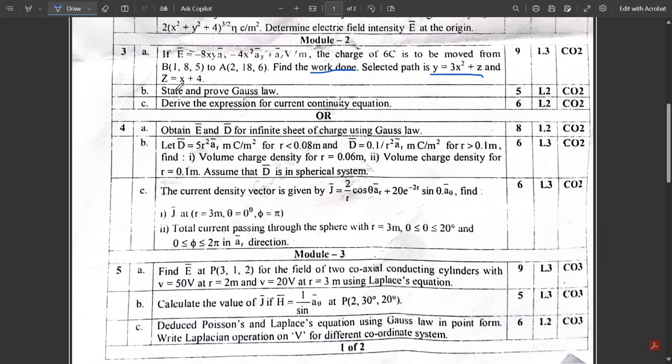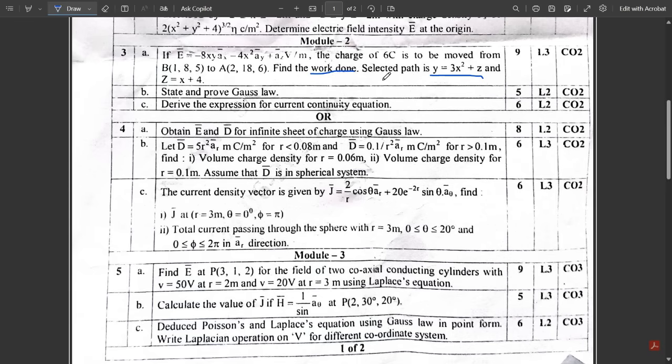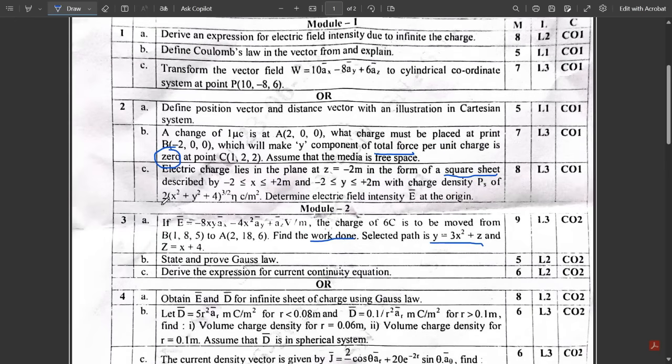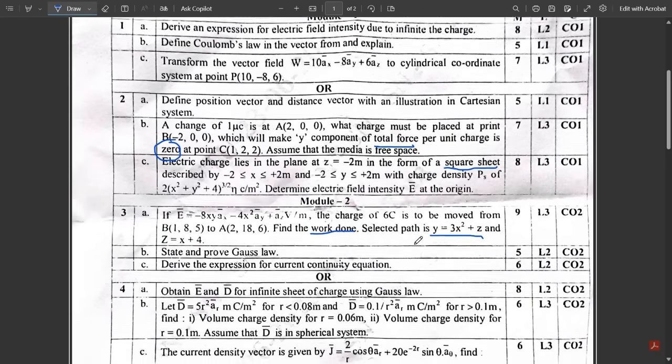Then 3B, state and prove Gauss law. One direct question. I've already covered it in my video. If you had seen that video correctly in detail, and written each step with the figure and each equation step by step, you would easily be scoring these 5 marks. Gauss law, direct question. Here also, derive the expression for the current continuity equation. Again, I had told you the continuity equation would be coming for the exam. It had come. So this is also one direct question. From module 2, these three questions, 3A, B, C, are direct questions. You could easily be scoring marks here.